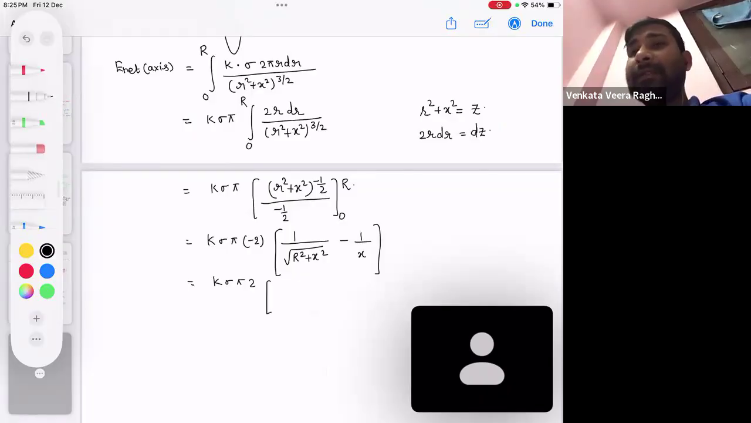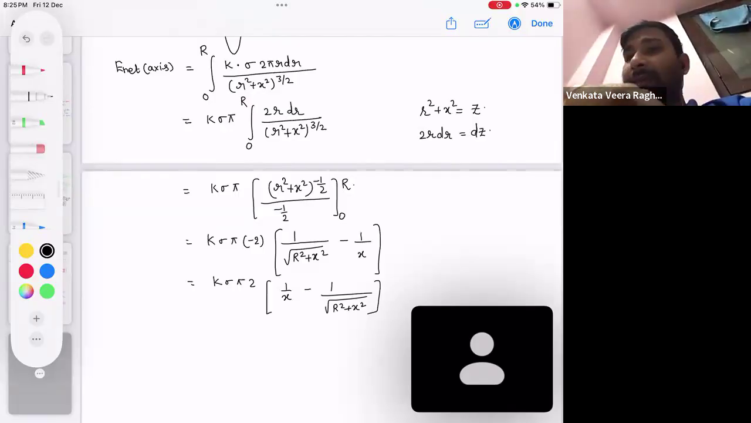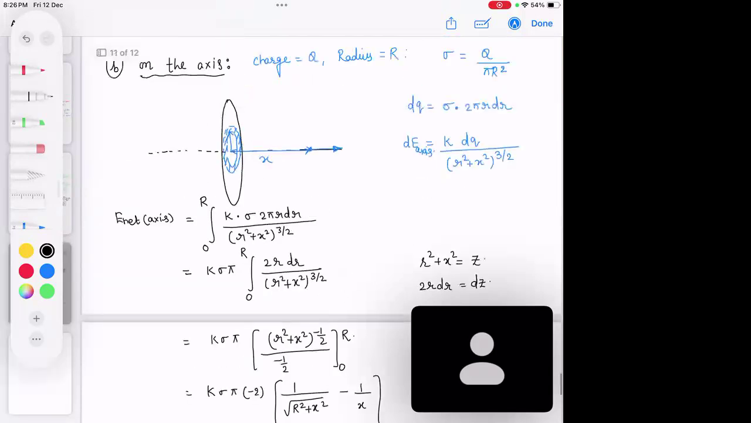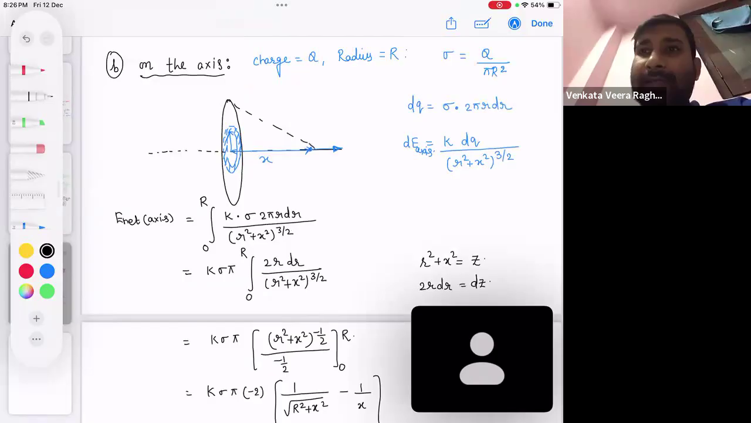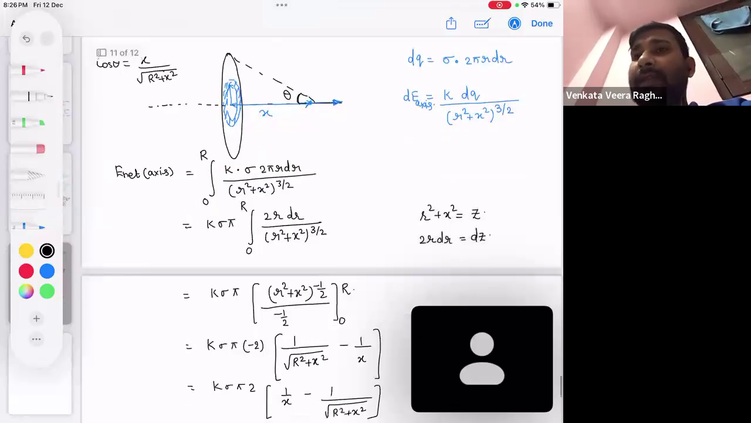Is this part clear? So what we are getting: 1 by x minus 1 by under root of r square plus x square. Is this part clear? Yes, sir. And if you look at the diagram, what is this angle theta? If I call this angle theta, can you write cos theta is x by under root of r square plus x square?